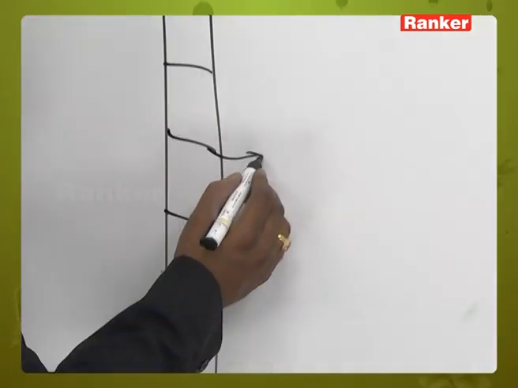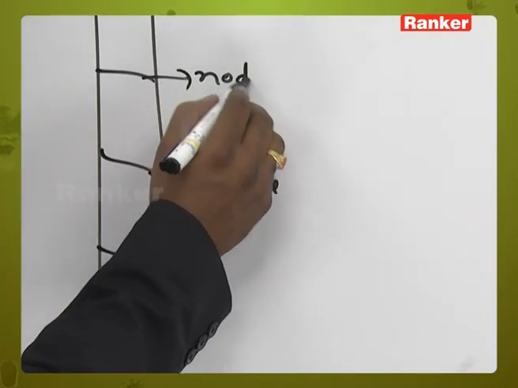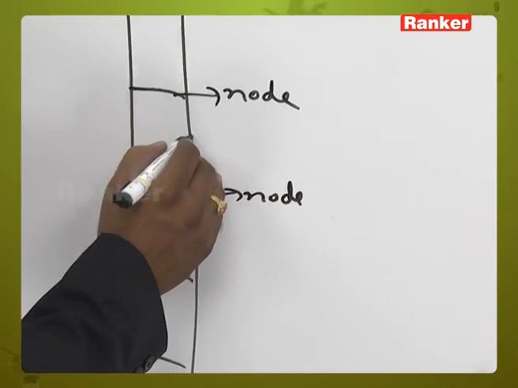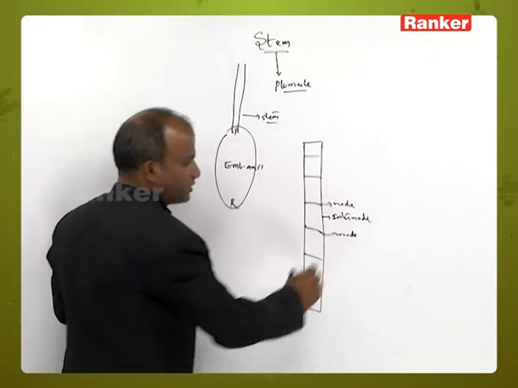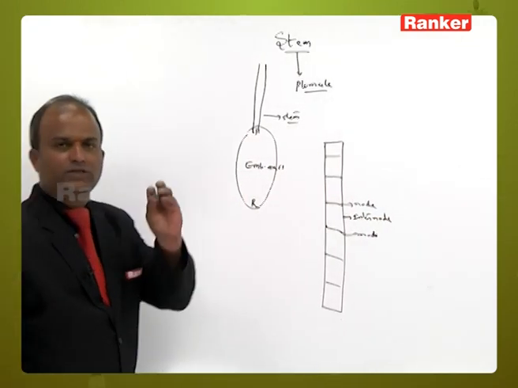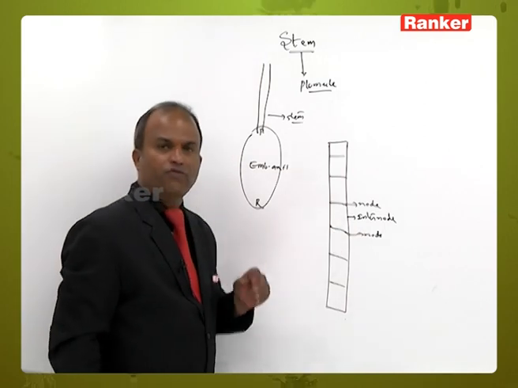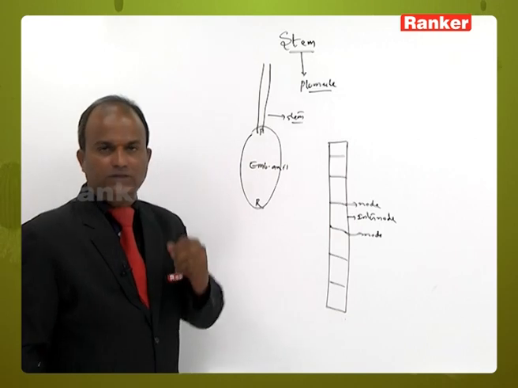This line indicates a node, and this line also indicates a node. The portion present in between two nodes is called the internode. Now from the node area, which important organ is developing?